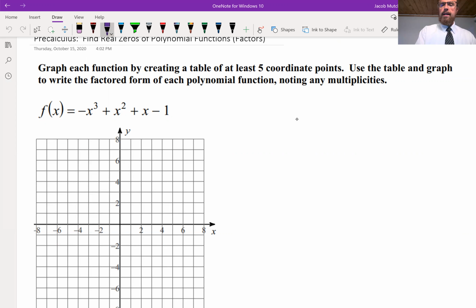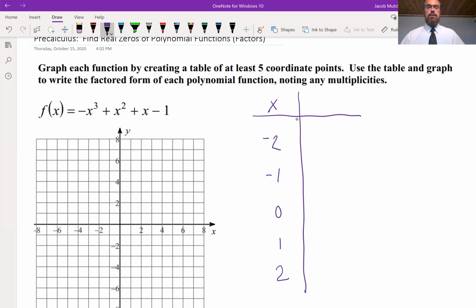So we'll set up our table and we'll put our x column and just put -2, -1, 0, 1, and 2. Always a good place to start. Then we want to calculate our f of x or our y values. One way we could do it is by plugging it into the function. So that's -x cubed plus x squared plus x minus 1.